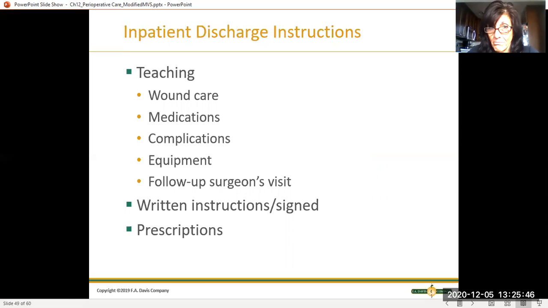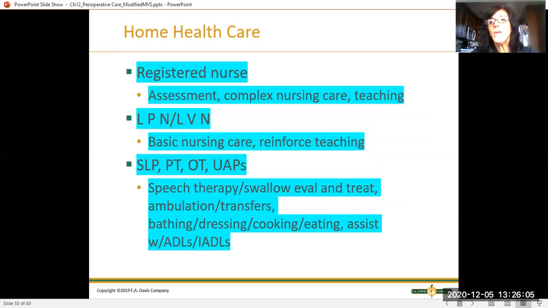And then inpatient discharge instruction. So if the patient is an inpatient and now they're being discharged, it's basically the same thing, right? Do they have any wound care they need to be responsible for? Or are we going to send a home care nurse or PT or OT? What medications, complications should they call about? Follow-up visit, et cetera, et cetera. What do we need home health for?